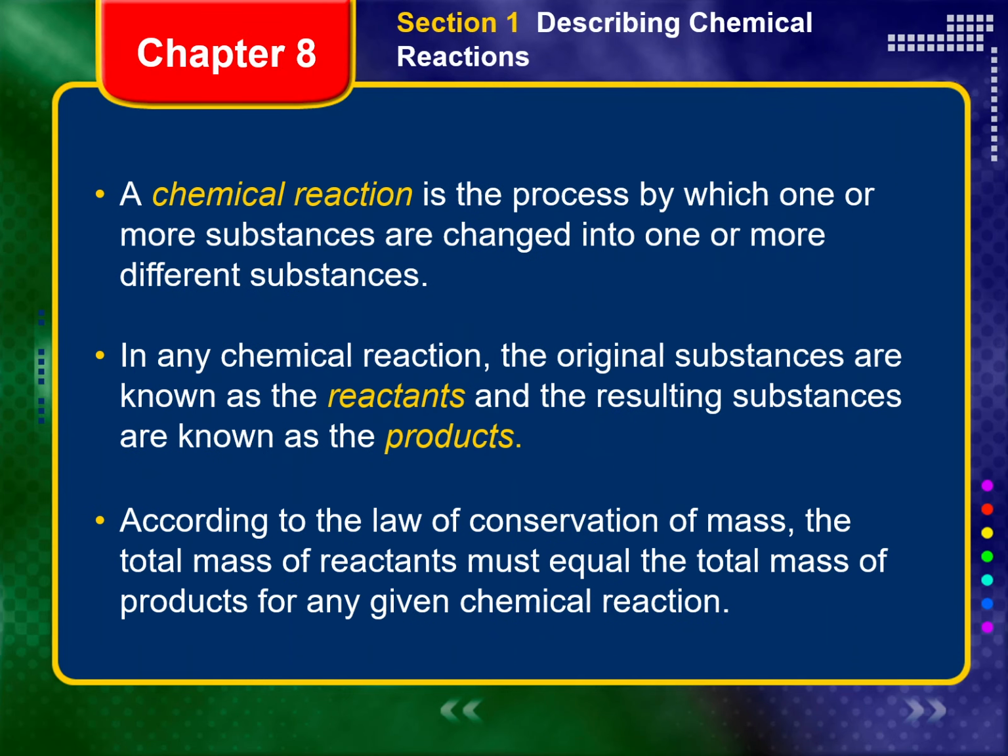A chemical reaction is a process by which one or more substances are changed into one or more different substances. In any chemical reaction, the original substances are known as the reactants, and the resulting substances are known as the products. According to the law of conservation of mass, the total mass of reactants must equal the total mass of products for any given chemical reaction.